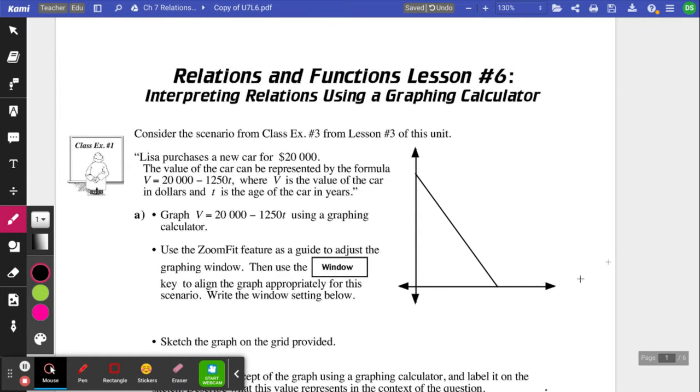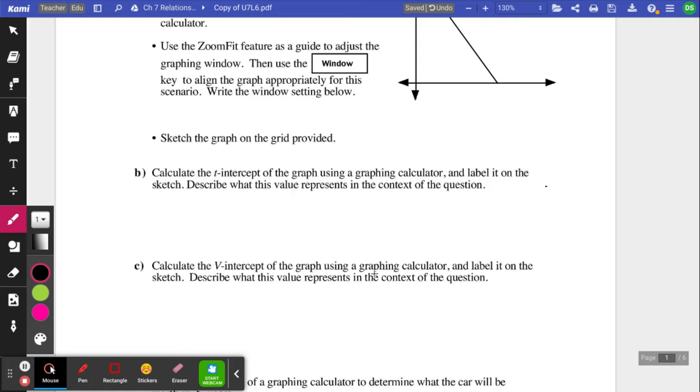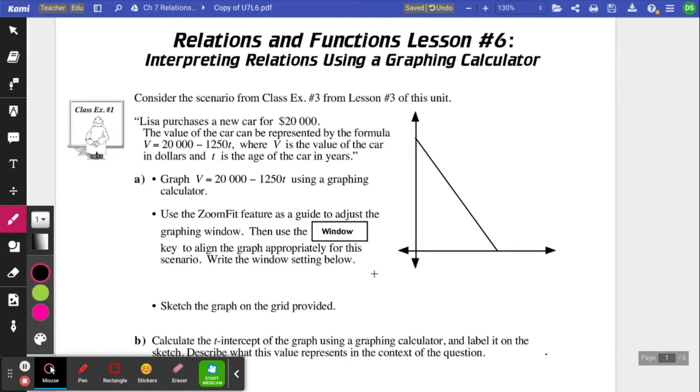Oh, hello. Now it says, going down, sketch the graph. Okay, I did. Good. Part B. Calculate the t-intercept. Okay, now wait. Where is t? Oh, so label this. This is T, and this one up here was V for value, right? So know that, first of all. Label your grid, label your axis. I'm going to tell you to do that. You have to label it, okay?